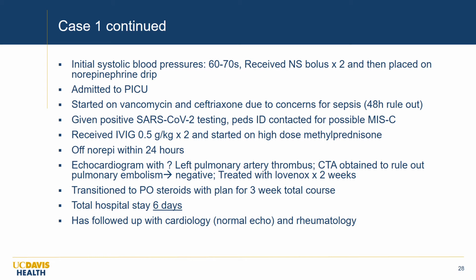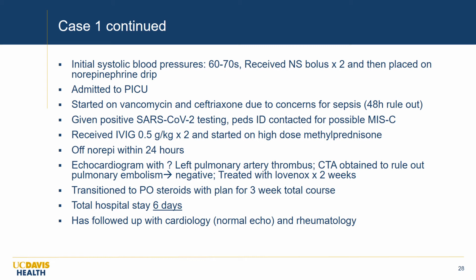He was started on IVIG because of concerns of left ventricular dysfunction. He was given smaller aliquots of IVIG, so 0.5 grams per kilo initially, and then a second dose of that later that day. He was also started on high-dose steroids. He was fortunately weaned off of norepi within 24 hours.